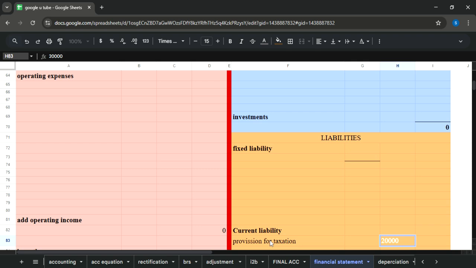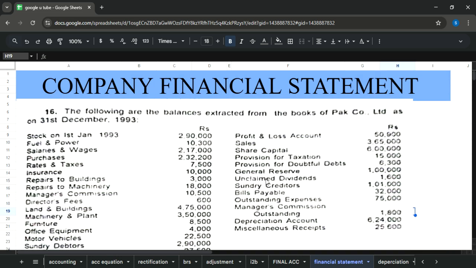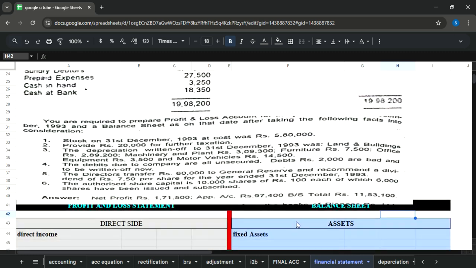Guys, you are observing, and I'm sure you are with me, that each adjustment has two effects, and we are doing that. Next, depreciation written off at 31st December 93, on land and building, this and that. But look here, the depreciation account is already present, and now we will see how much total depreciation we have in the adjustments. So we will start adding these depreciations.